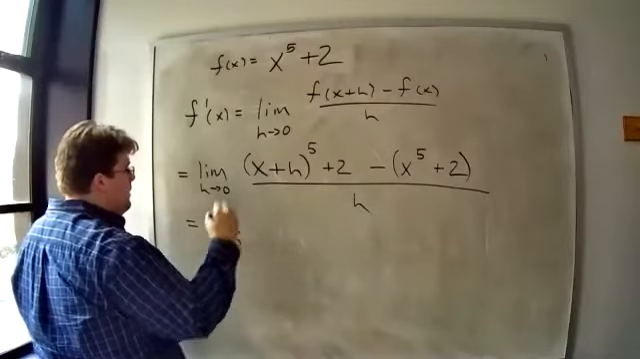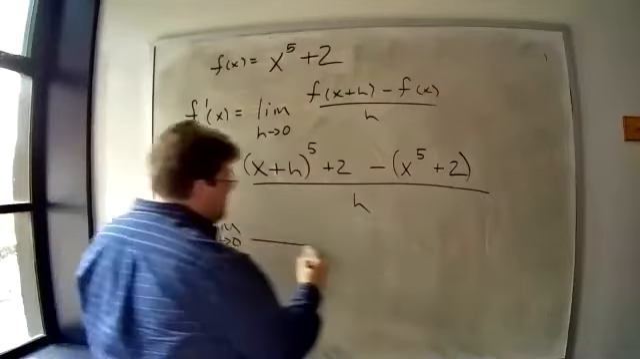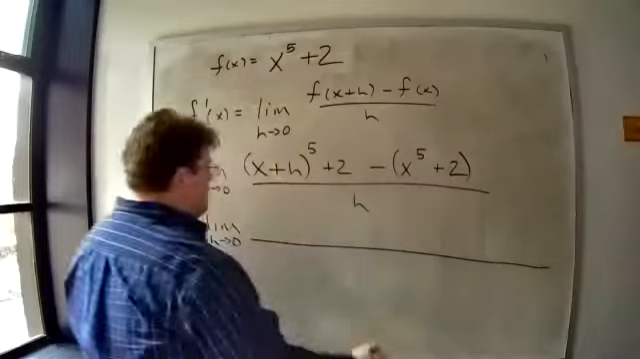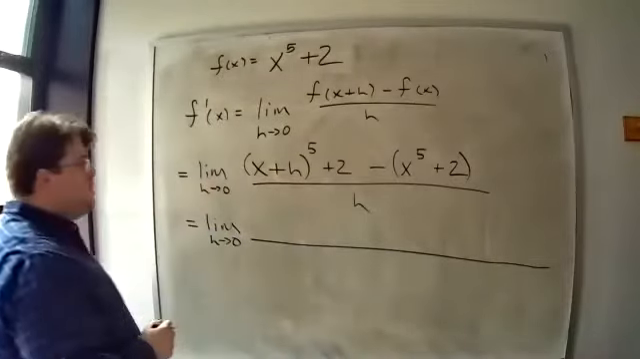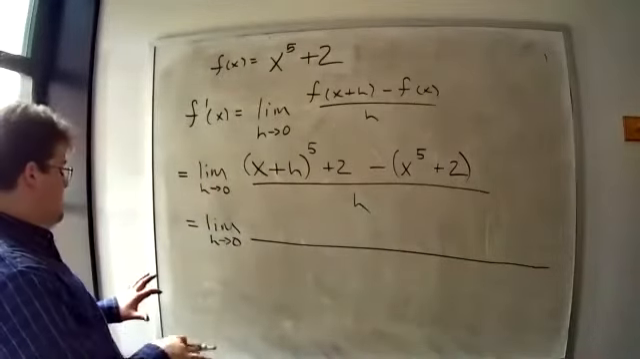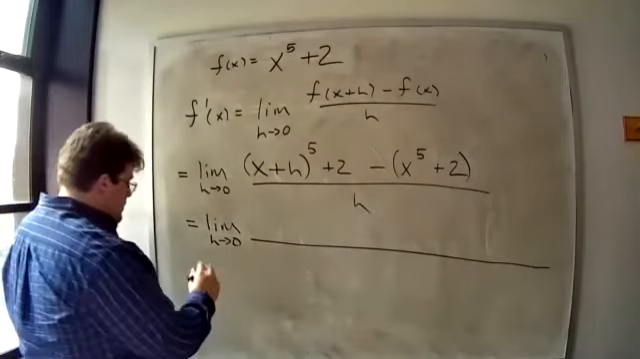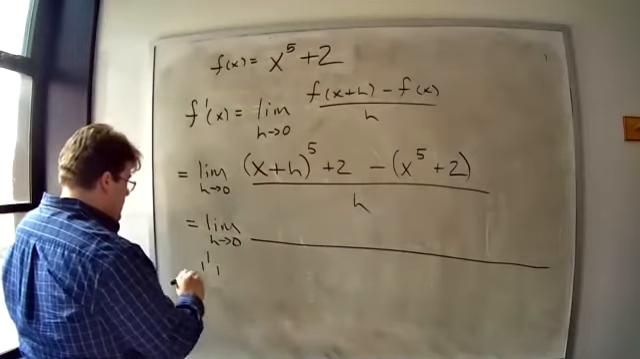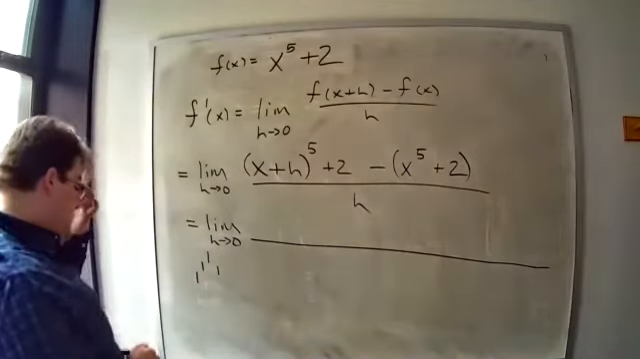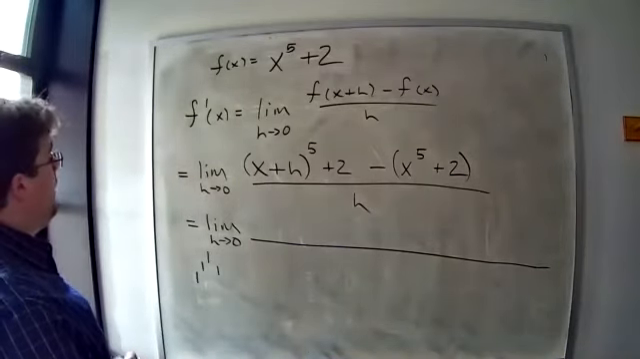Well, we need to expand this quantity to the 5th. How do we do that? Well, you could multiply out x plus h times x plus h times x plus h and so on. I would prefer to use Pascal's triangle because it takes less time.